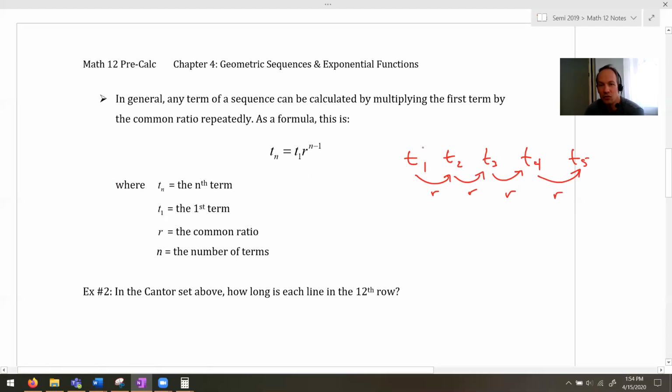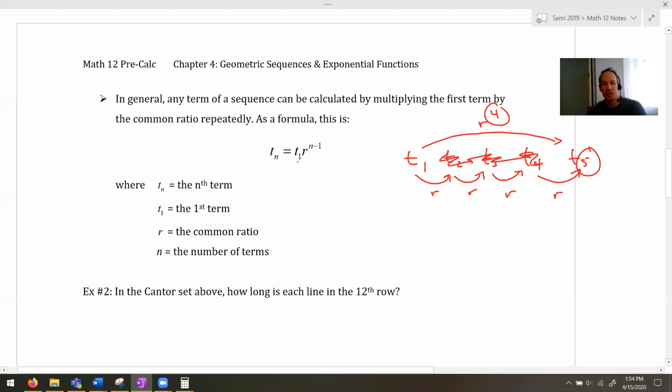I can actually go straight from this. I don't need to know these guys. Let's get them over there. I can go straight from here to here if I want. How many times did I multiply by r to go from T1 to T5? 4 times. And we can see in general, if you know the first term and you multiply it by r one time less than the number of terms you want. So if I want the fifth term, I have to multiply by r 4 times, then I'm going to be able to calculate it. So this formula is super common sense.